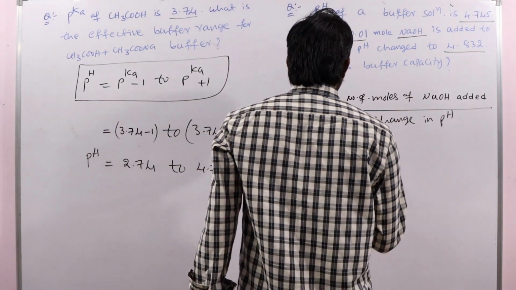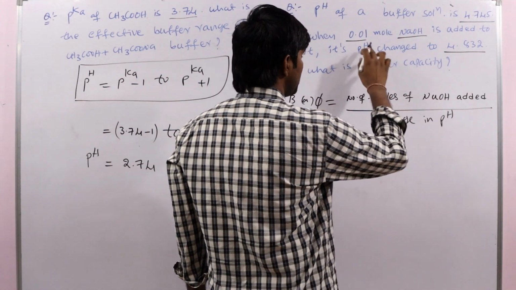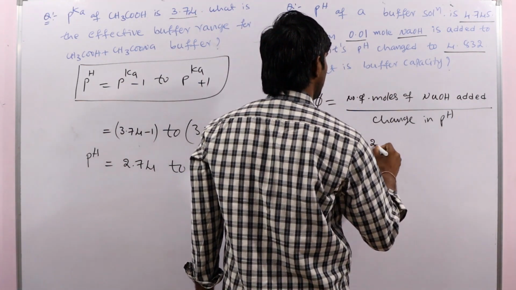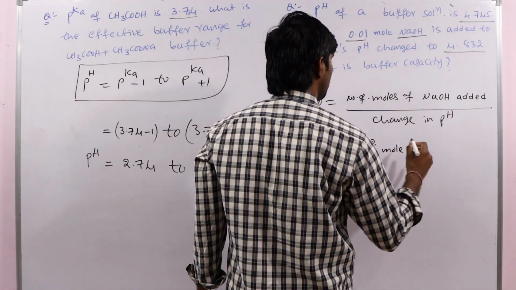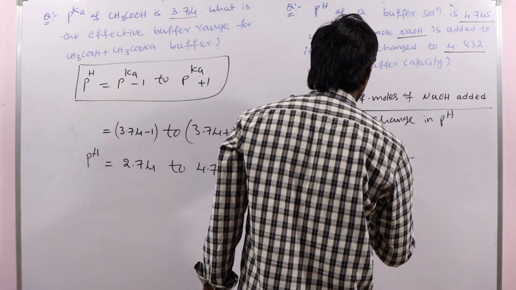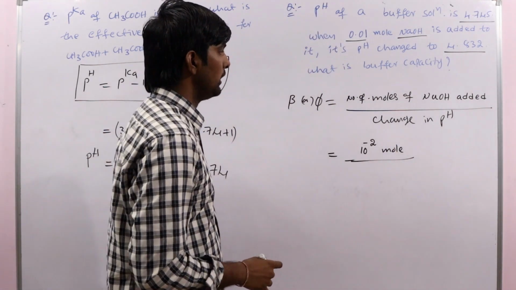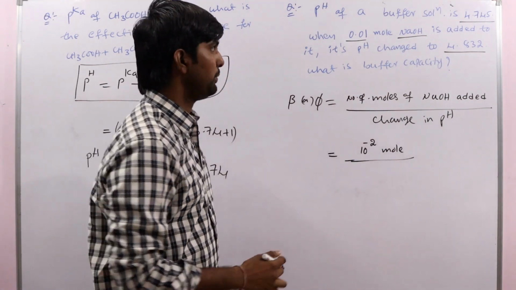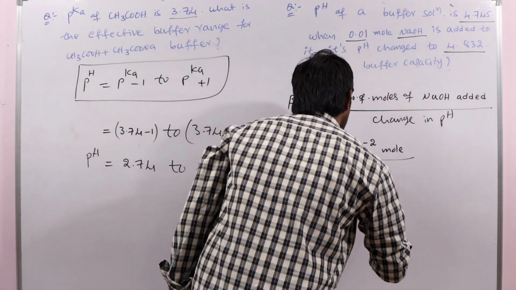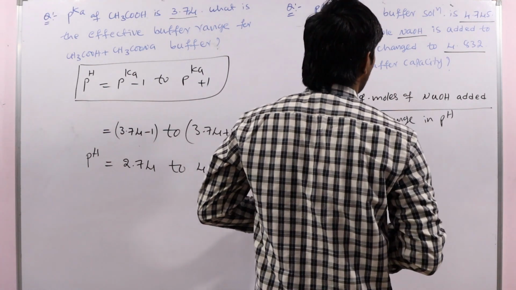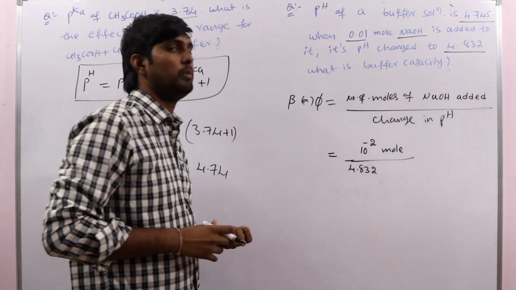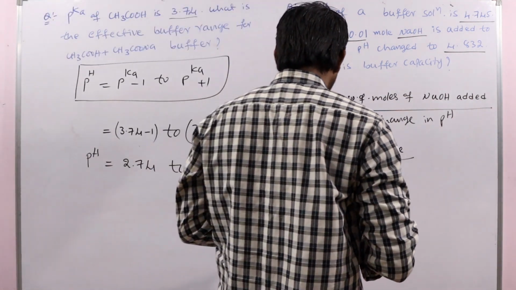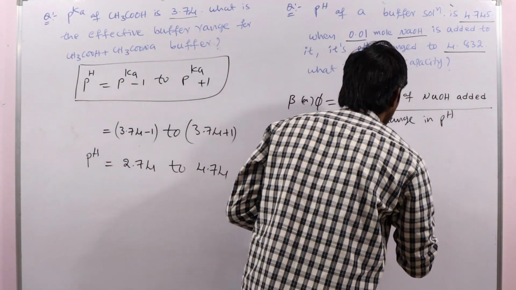So here number of moles of NaOH added, how much? 0.01, that we can write as 10 power minus 2 mole of NaOH added, by change in pH. After adding the NaOH, pH is how much? 4.832. And before the addition of base, how much? 4.745.